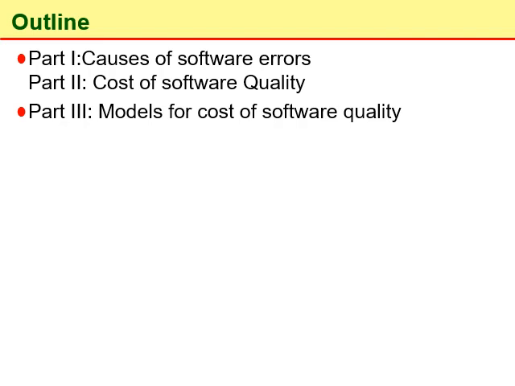This lecture comprises three parts. In part 1, we will discuss the causes of software errors. In part 2, we will discuss the foundational concepts of cost of software quality. Whereas in part 3, we will discuss the models for cost of software quality, and we will discuss two models here, that is, the classic model for software quality and the extended model of software quality.